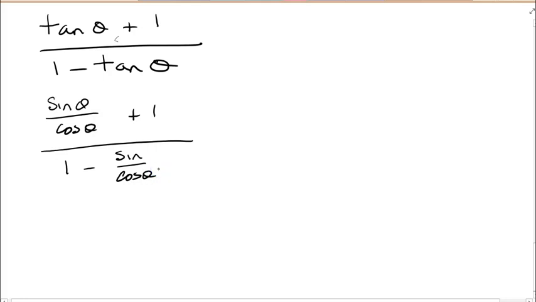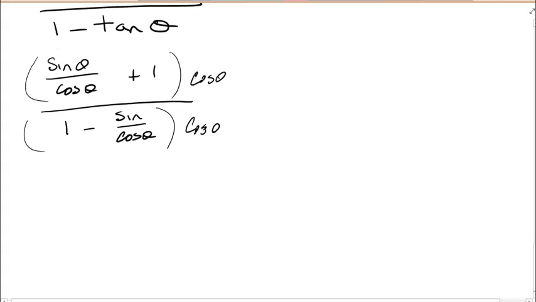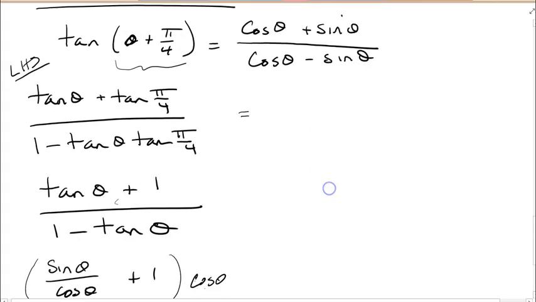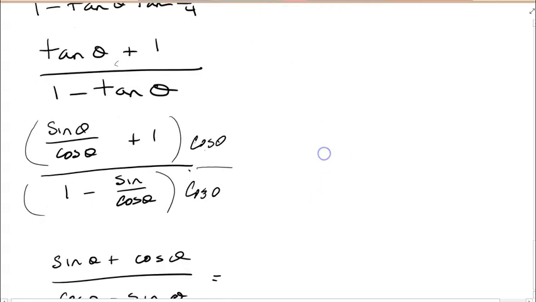Okay. And then I'm going to get rid of that complex fraction by multiplying everything by cosine theta. So if I multiply everything by cosine theta, my cosine theta goes away. I distribute it, right? Because cosine theta over cosine theta is just 1. So I'm going to distribute it across the numerator. The cosines are going to cancel, and I'm going to have sine theta plus cosine theta. Cosine theta times 1 is cosine theta, cancel, minus sine theta, and there it is. It's exactly what we have.